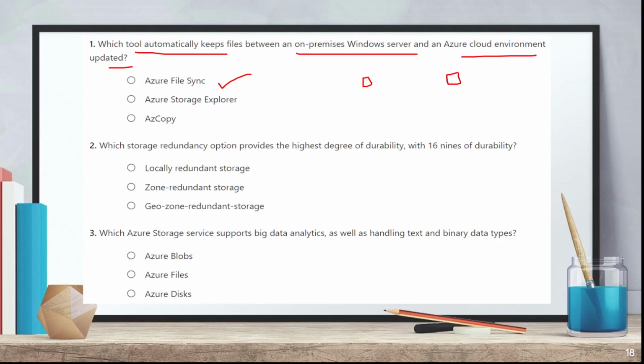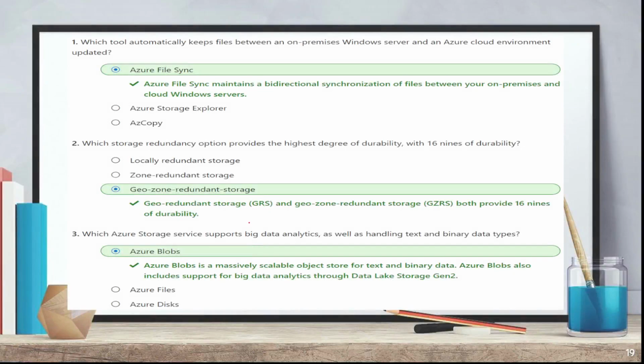Which storage redundancy option provides the highest degree of scalability with 16 nines of durability? The correct answer is geo-redundant storage. Next question: which Azure storage service supports big data analytics as well as handling text and binary data? The answer is blobs. They can store any type of data like text and binary, and can even be used in data analytics.